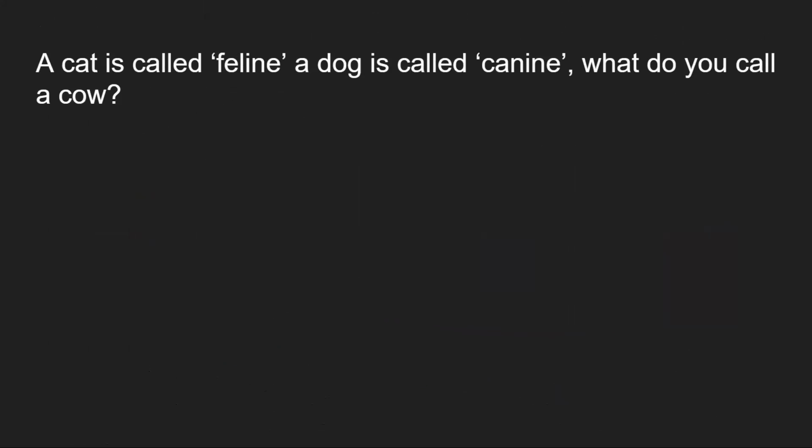Next, a cat is called feline. A dog is called canine. What do we call a cow? Dogs have 4 front, very sharp teeth to tear the flesh or meat.